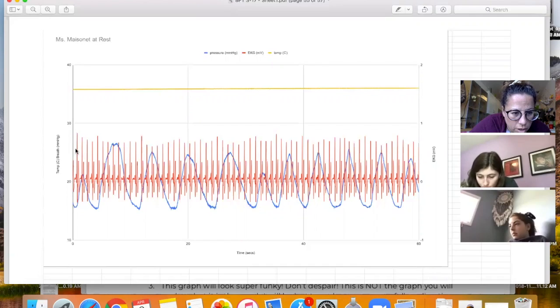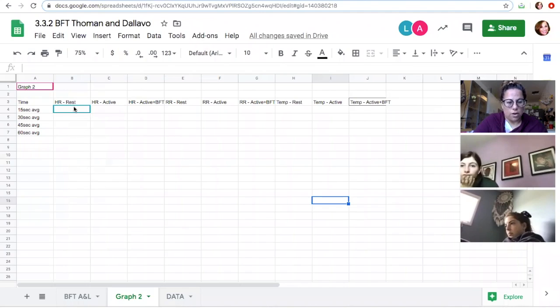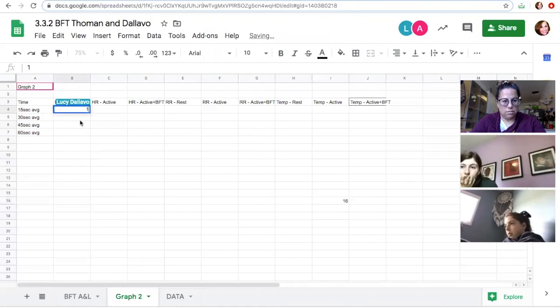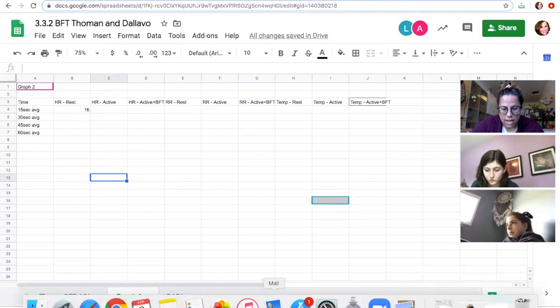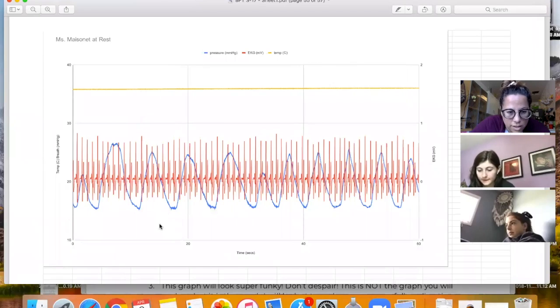So I'm literally going to go, okay, 1, 2, 3. Can you see my cursor moving? Yes. 4, 5, 6, 7, 8, 9, 10, 11, 12, 13, 14, 15, 15 or 16. I'm going to say that's about 15. So 16 heartbeats in the first 15 seconds. So my answer here is 16. Yeah?